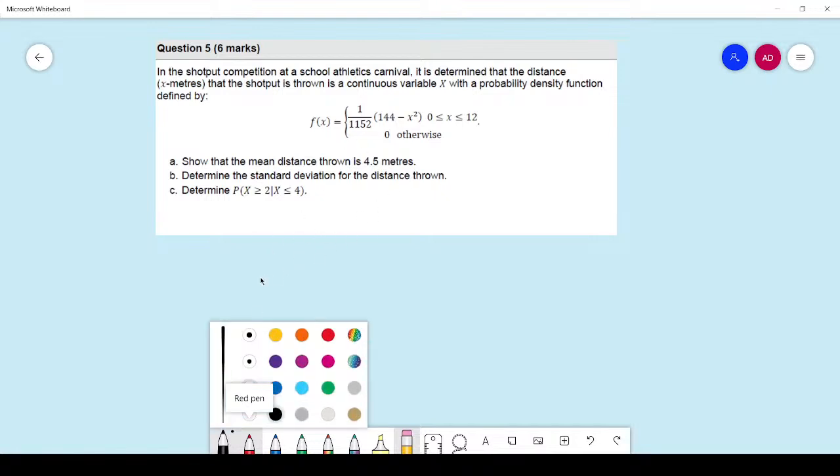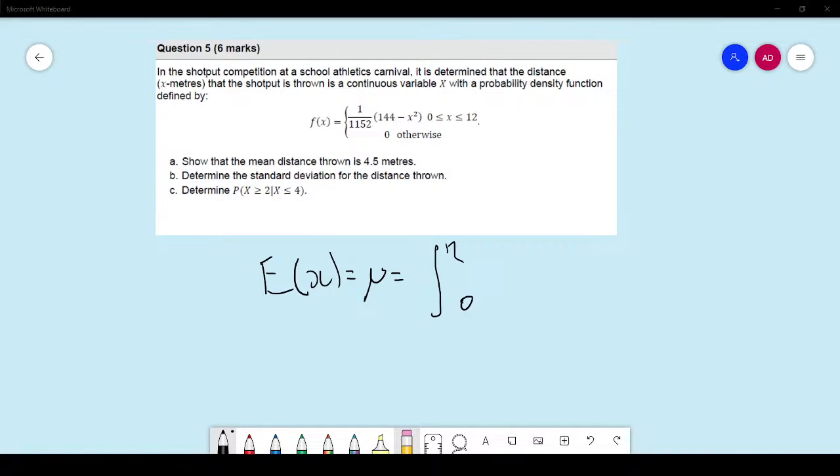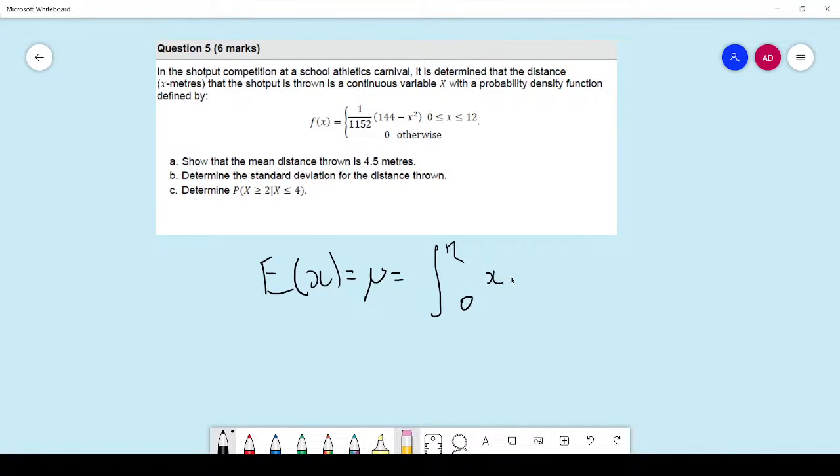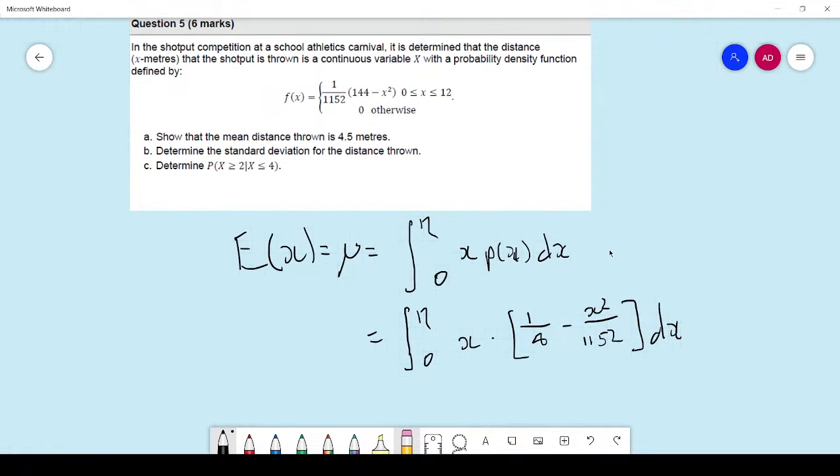Part A showed that the mean distance thrown was 4.5 meters, which was the expected value, mu, equals the integral from 0 to 12 of x times p(x) dx. This is where we refer to our formula sheet. And then we just solve that integral. You probably just type it in on your calculator to save time, but you can do it by hand. I did. Just type it in on the calculator there.